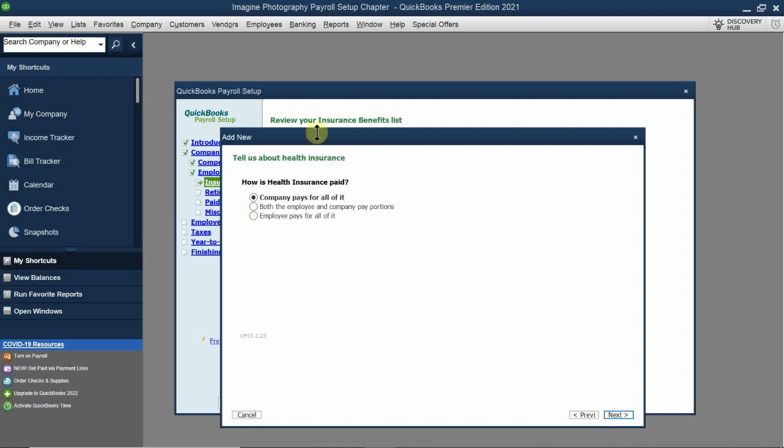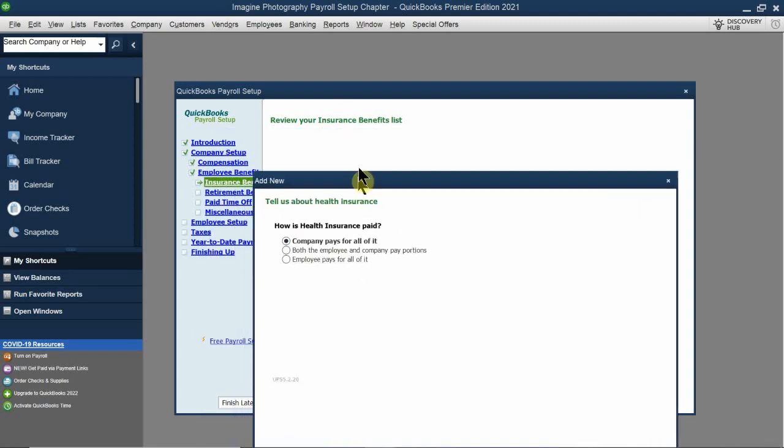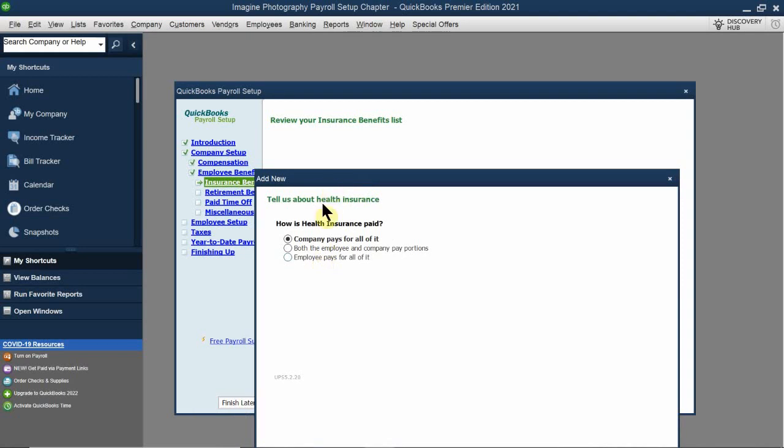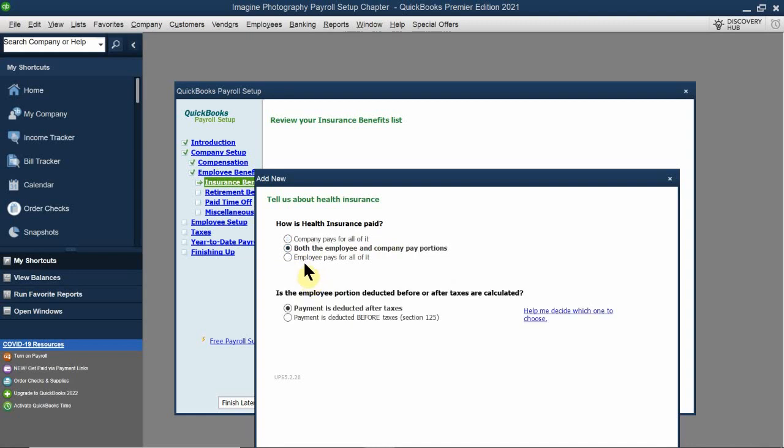So once I've done that, now the question asks, is this health insurance going to be 100% covered by the company? So the company pays all of it? Or is it going to be both the company and employee pays 50-50? Okay? Or is the employee going to pay for the entire thing? Now, in most cases, especially depending on your company, a company like Walmart, for example, right, they generate so much income that they can pay for the insurance and cover it 100%.